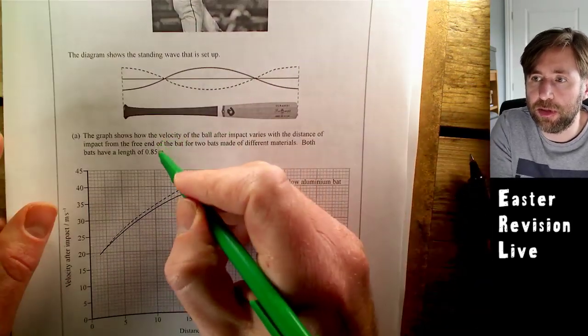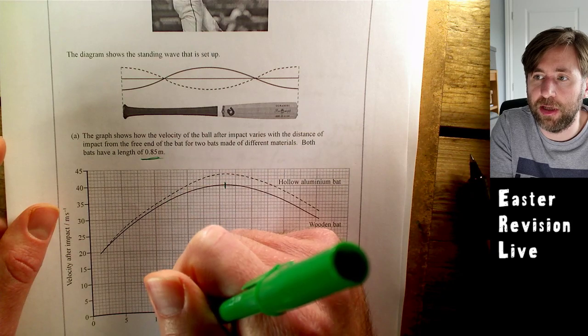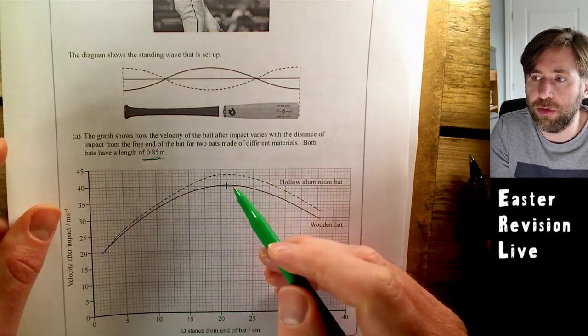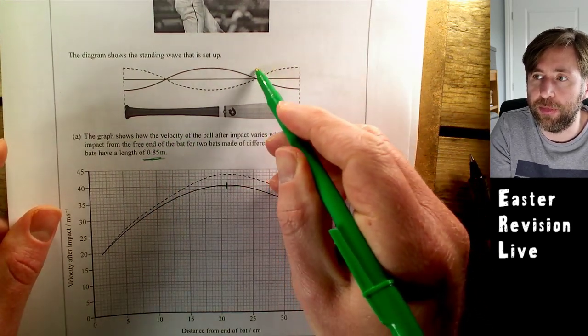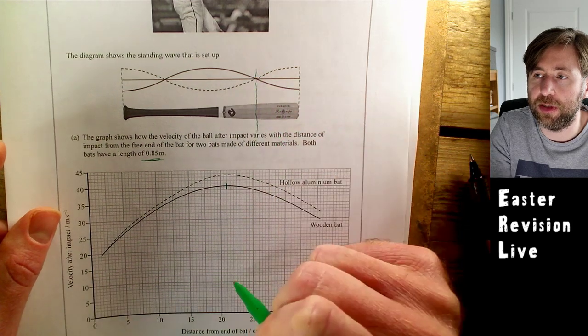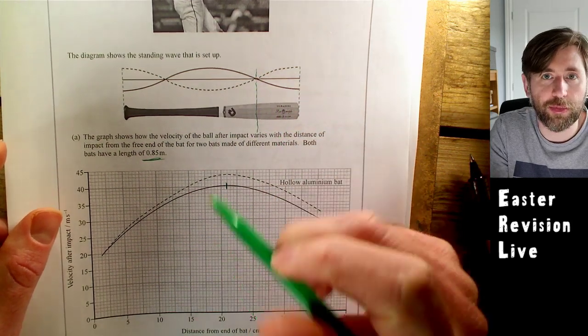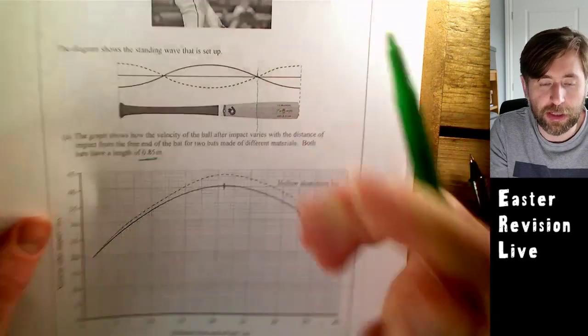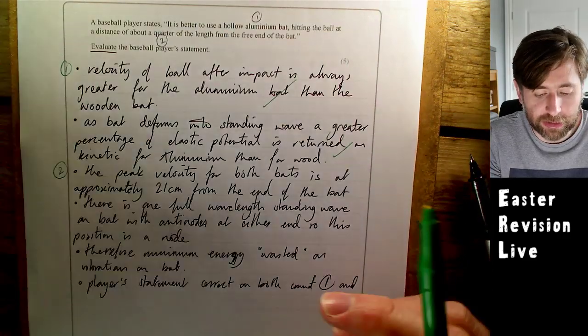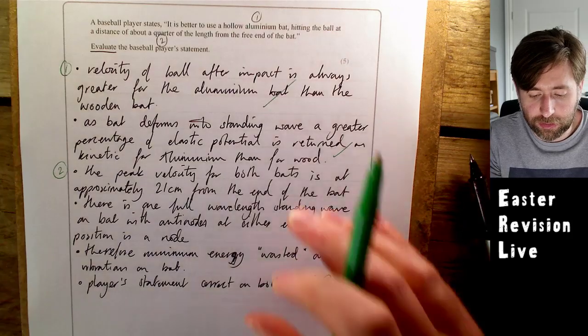And you've been told they've both got this length here. So that is about a quarter of the way up the bat. Okay, now we've got something interesting there, haven't we? About a quarter way up the bat, we've got what we call a node. So we're going to now apply our standing waves to this explanation here.